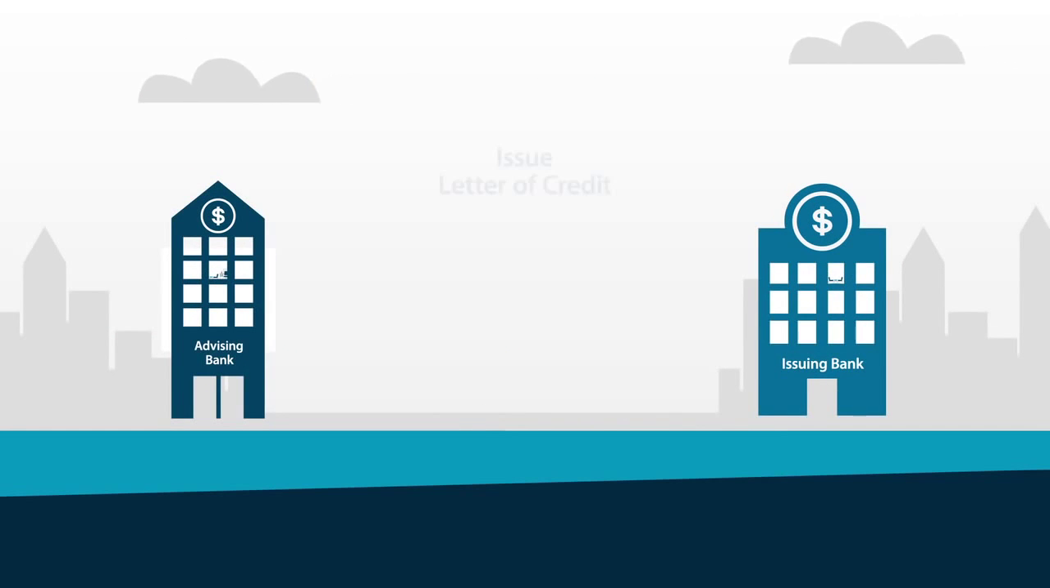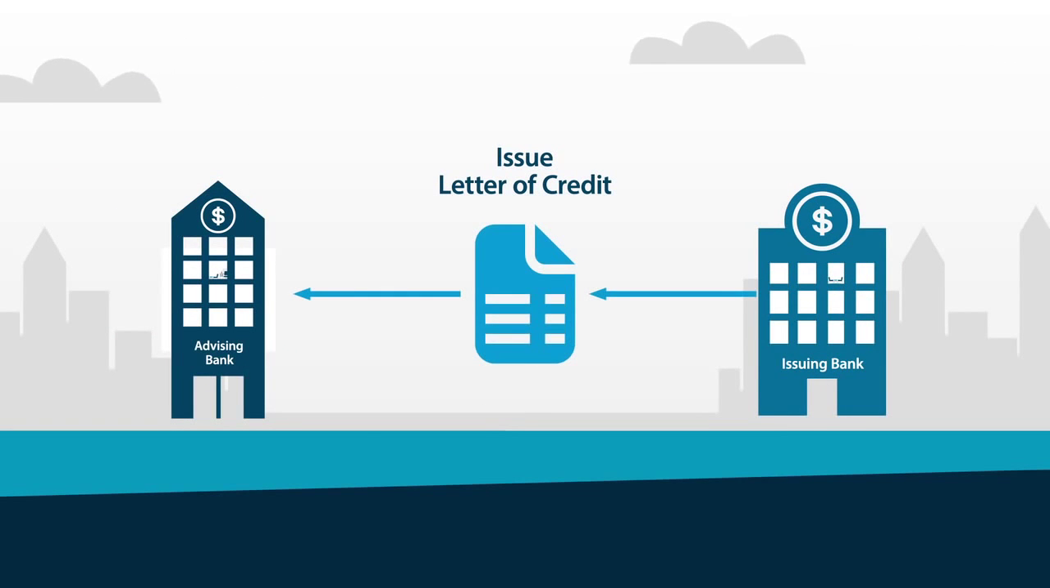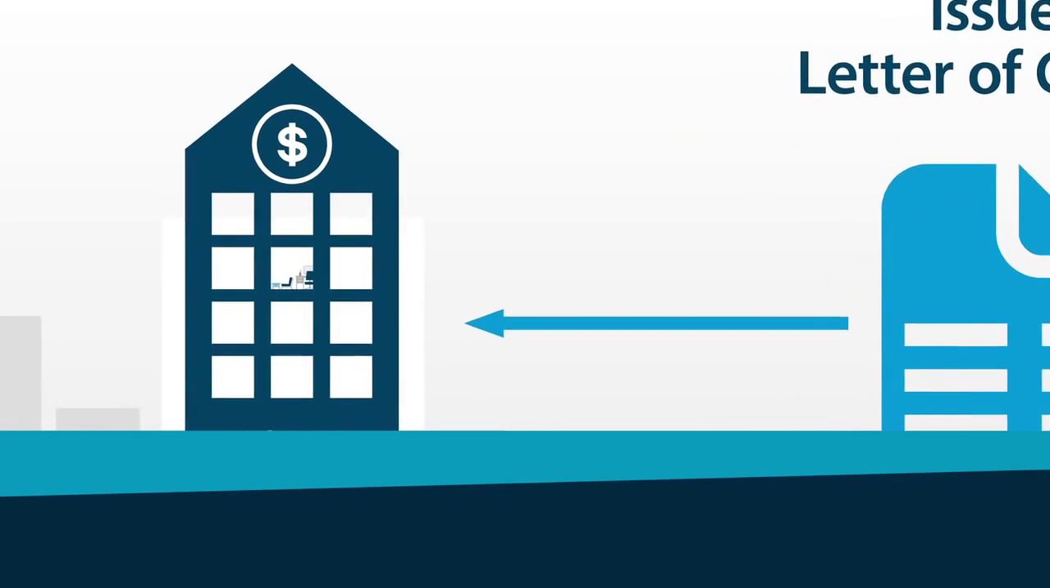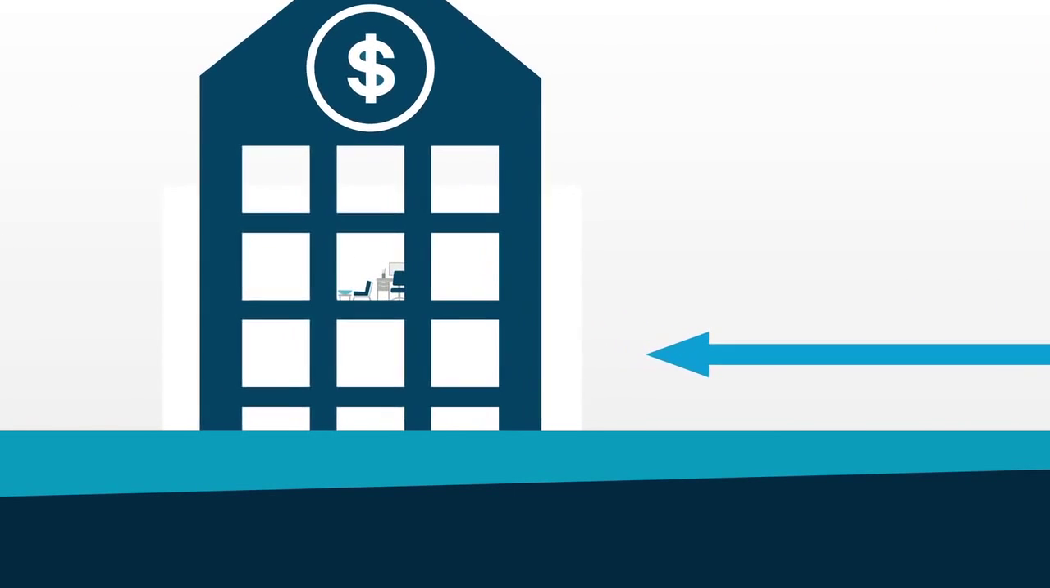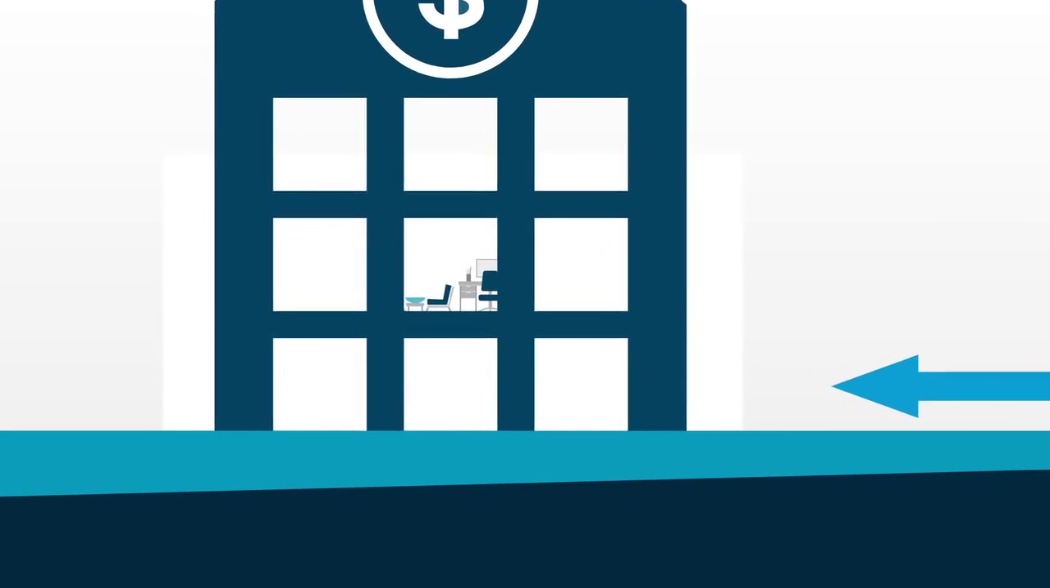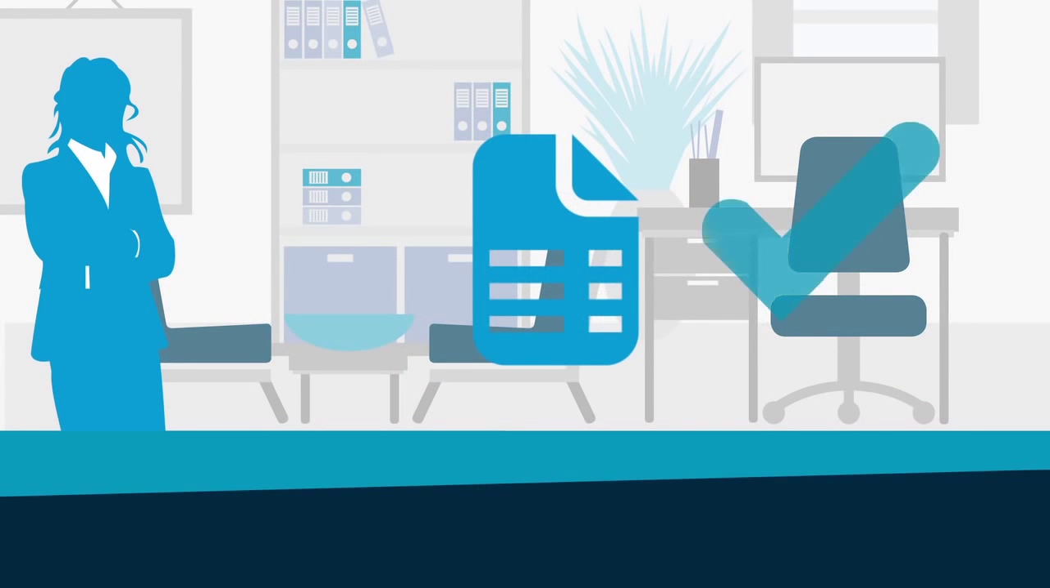Thirdly, the issuing bank issues and transmits the letter of credit to the advising bank. The advising bank is usually located in the same country as the seller. And fourthly, the advising bank authenticates whether the letter of credit has been issued by the issuing bank and provides a copy of the letter of credit to the beneficiary.